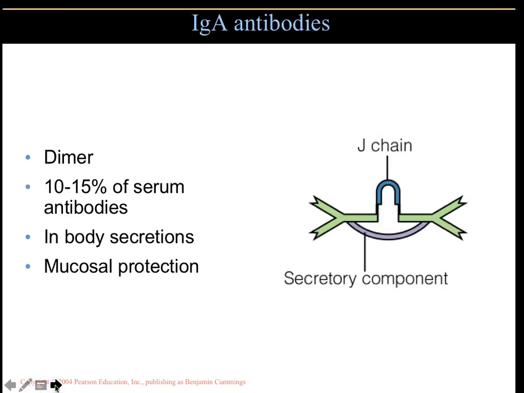All right, you have parts of your body which are also under attack. So IgA is going to be the antibody of body secretions. So it is a dimer. There are two of them held together by a secretory component and a J chain. And the whole secretory component is needed for it to secrete into mucus, and to secrete into breast milk, to secrete into sweat, to secrete into tears.